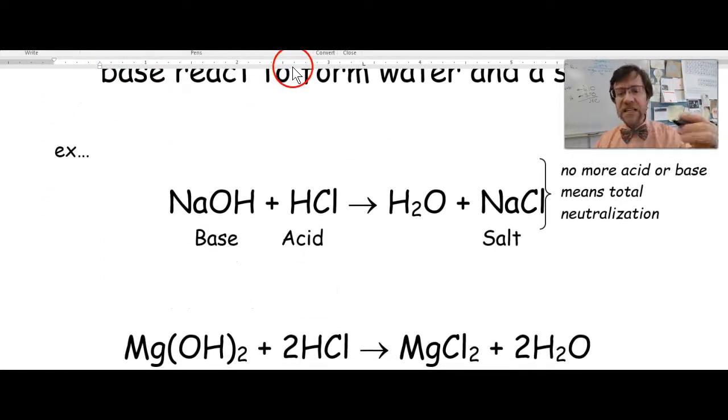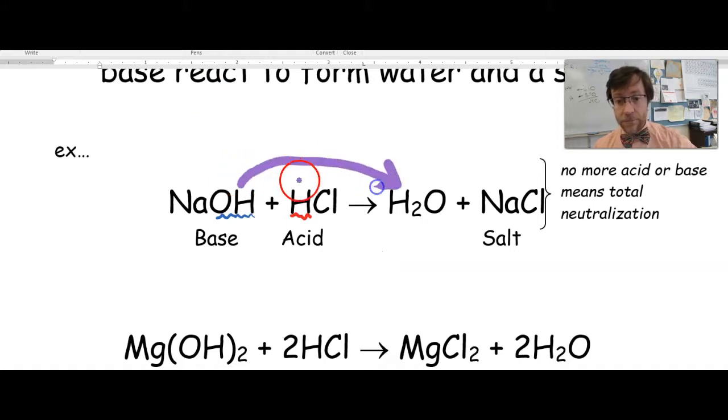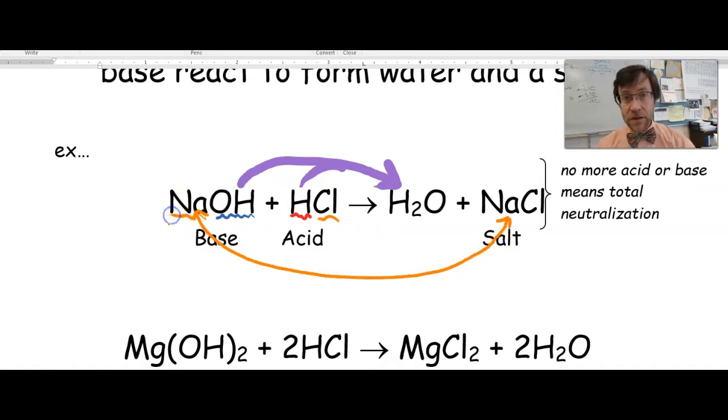Got it? Just like this, right? So this is our base. How do we know? This is our base because of our hydroxide ion, and I'm pretty certain this is going to be my acid because it's got the H. You understand? So the H and the OH get together to make water, and then the two things that are left over make the salt. And if you notice, sodium is on the left here because it's on the positive side. And chlorine is on the right because it's on the negative. You get what I'm saying?